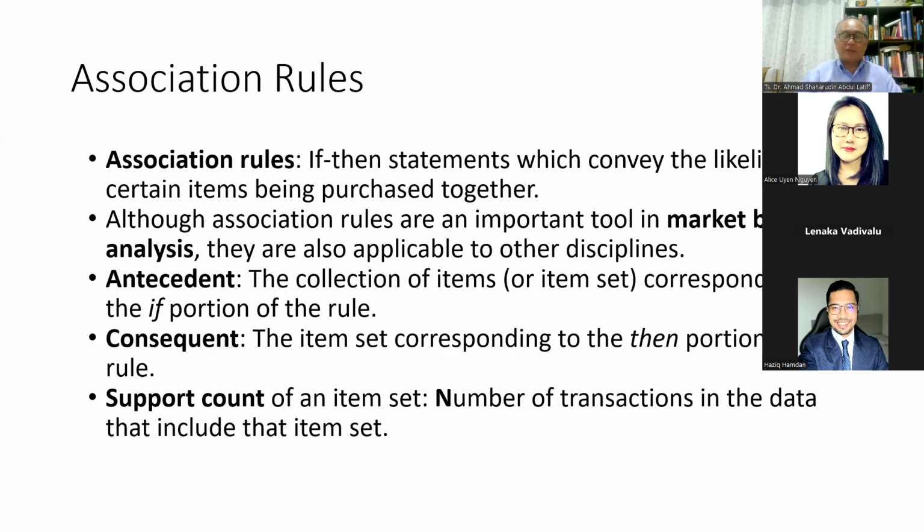So you have a collection of items that corresponds to the if portion, and then the consequent item which corresponds to the then portion. And then you will have a support count. Support count is the statistics that you have. Maybe you will look into the point of sales in the machine, any kind of data capture that you do.